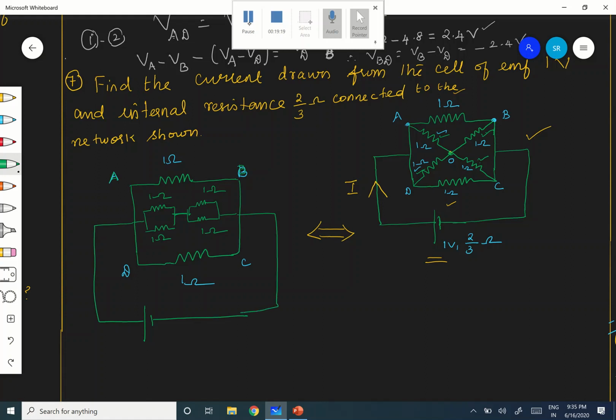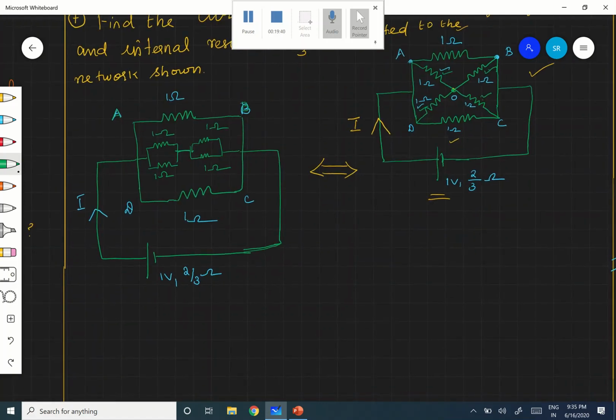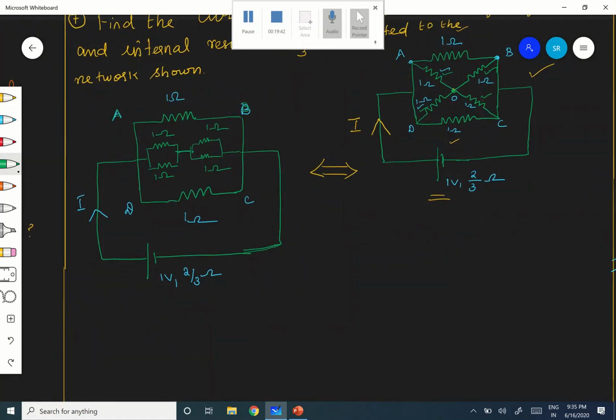Okay, and this is 1 volt, and the internal resistance is 2/3 ohm, and you are asked to find out the current. Hope you are following. Both this circuit and this circuit are the same. Both are called equivalent circuits. The same thing is redrawn like this. You have to understand and draw. Is it clear? Therefore, now you tell me what is the RAB.